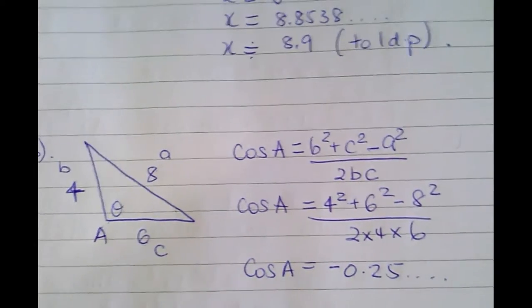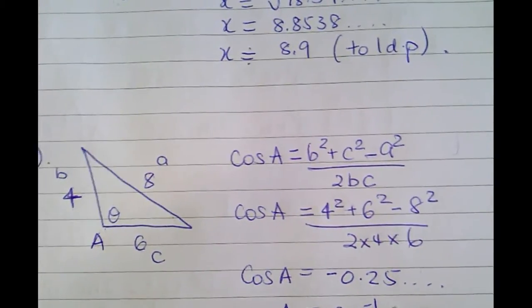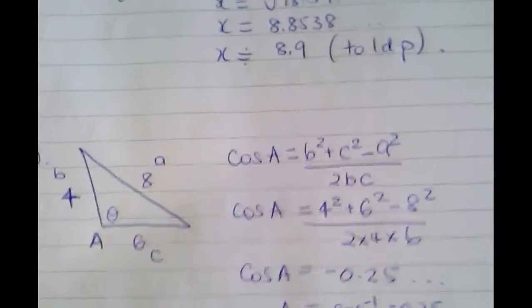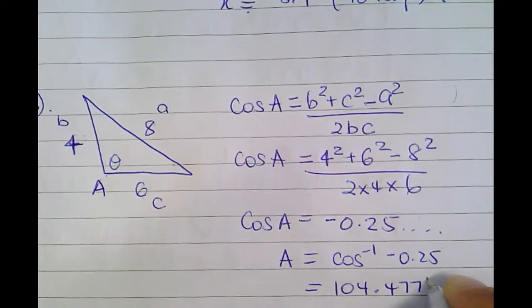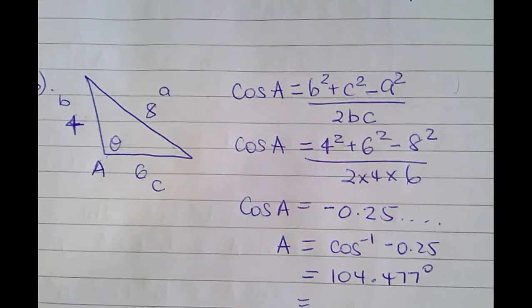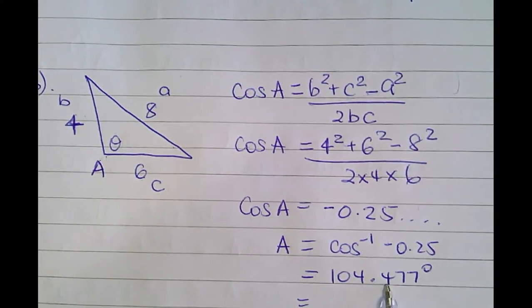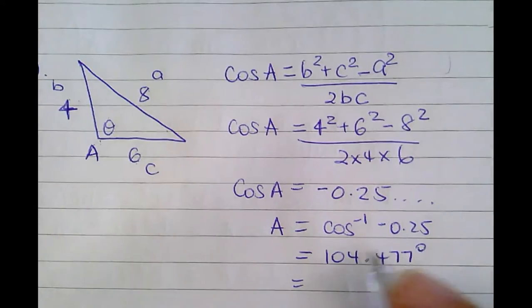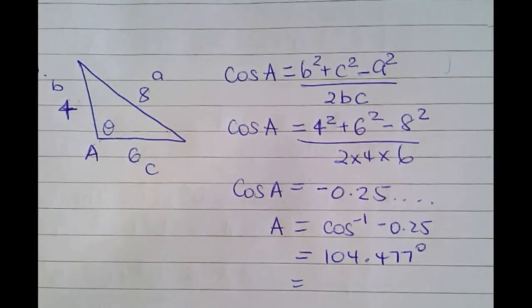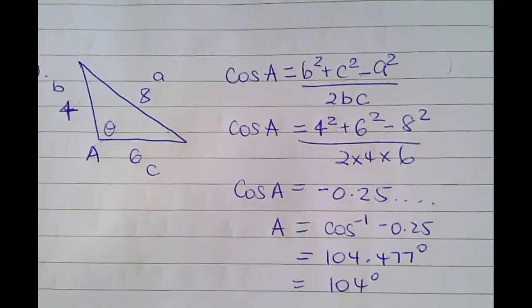0.25 dot dot dot, whatever it is. So therefore, A is shift cos of negative 0.25, which is some number of degrees. Now that's a decimal. You haven't given me degrees and minutes, so it's still out of 100, your decimal bit. You understand what I'm saying? Is the 47 more or less than halfway? So give me to the nearest degree. 104, and if you want to be sure, you can go shift DMS and you'll see that it's less than 30 seconds. So therefore, 104 degrees to the nearest minute.